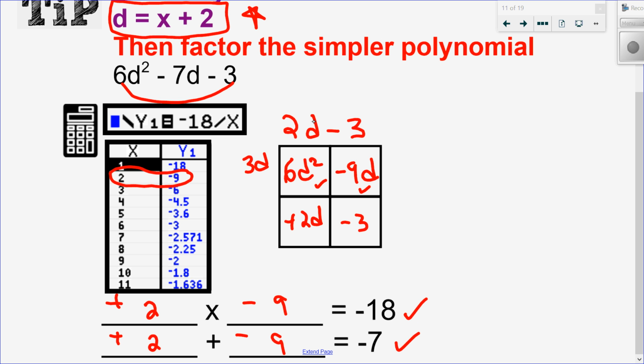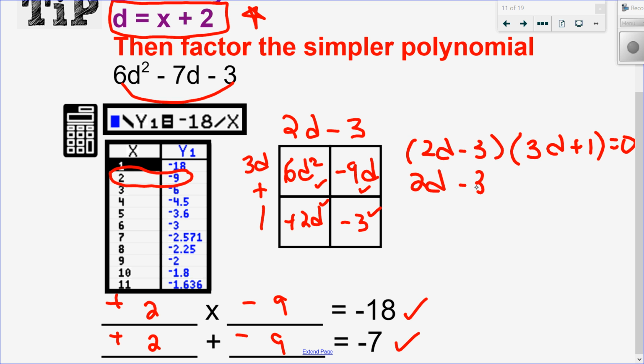So 2d times what number gives me 2d? Well, that's just a 1, a positive 1. So that's good. And negative 3 times positive 1 is negative 3. So I know I factored this correctly. So it factors as 2d minus 3 and 3d plus 1 equals 0. So I'm going to set each factor equal to 0, and I'm going to solve for d, but then I'm going to make my substitution at the end.